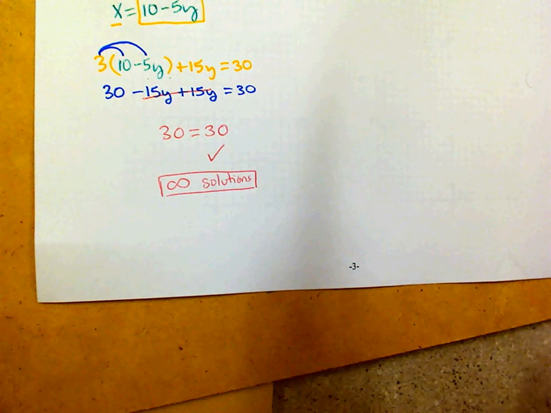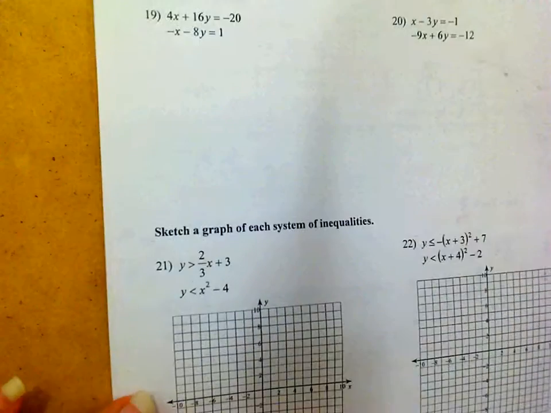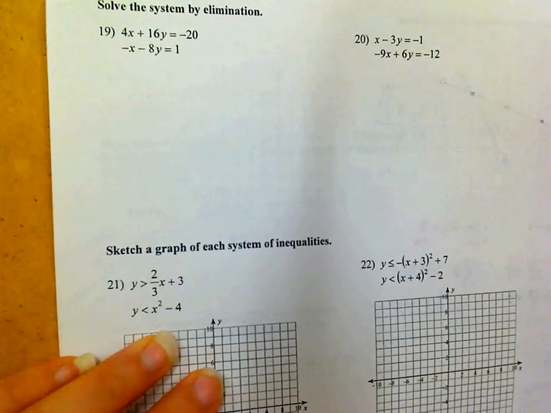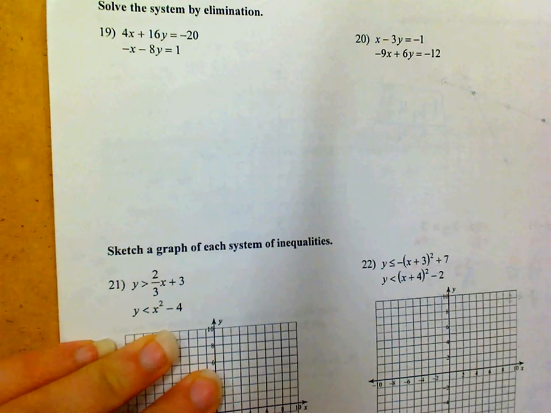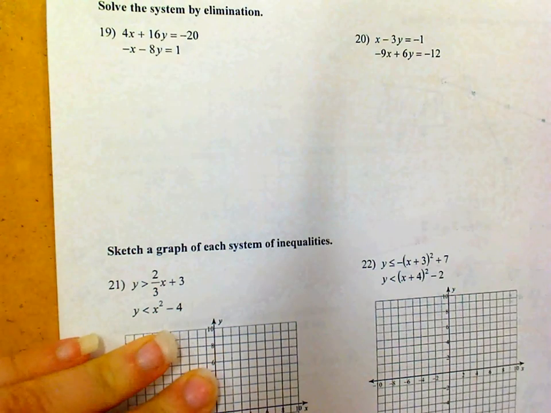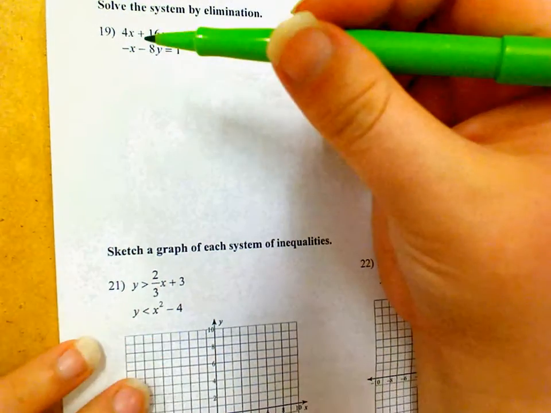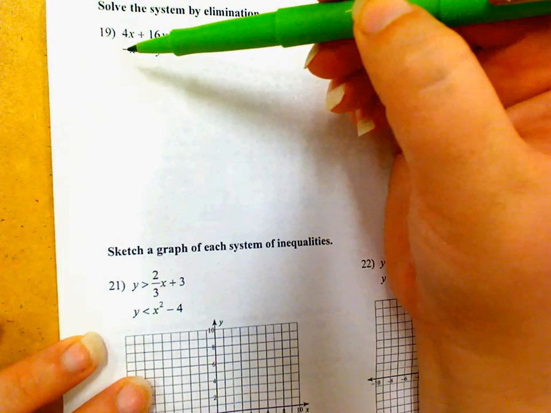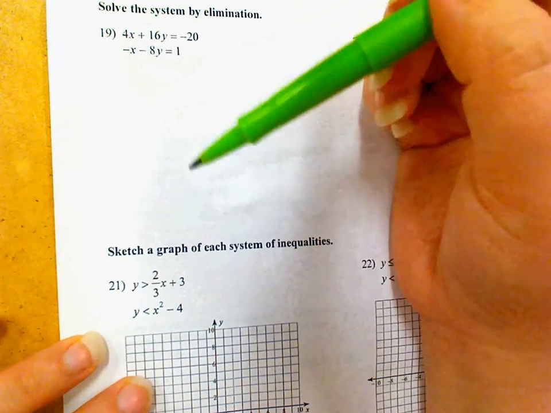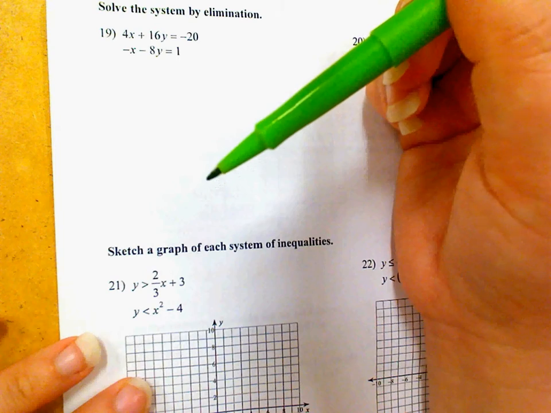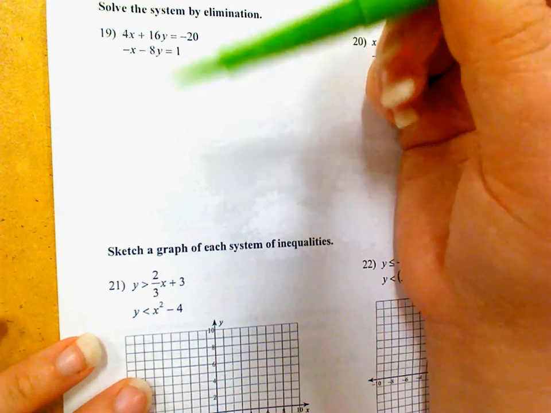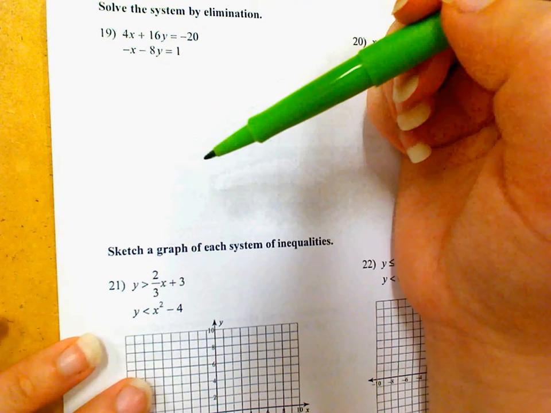Now let's do elimination, number 19. Do you remember what you need to think about with elimination? Elimination is where you want to eliminate a variable. And so I see right here that I've got a positive 4 and a negative 1x. If I were to add 4 and negative 1, would they cancel each other out? No. What about 16 and negative 8? If I add them, would they cancel each other out? So what do I need to multiply the bottom row by to make it cancel out with either x or y?